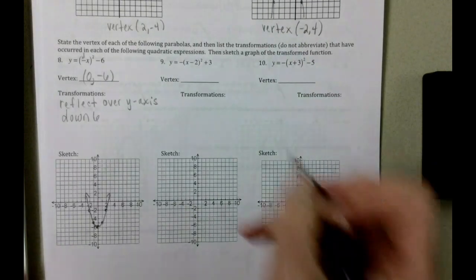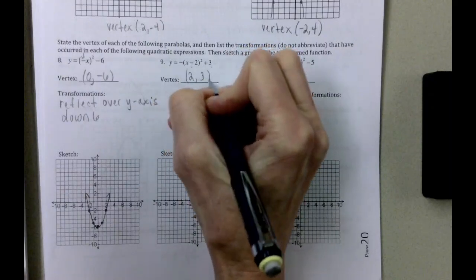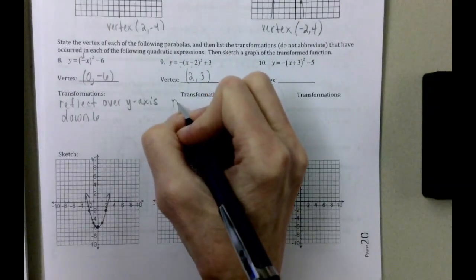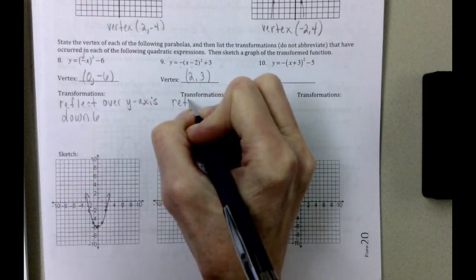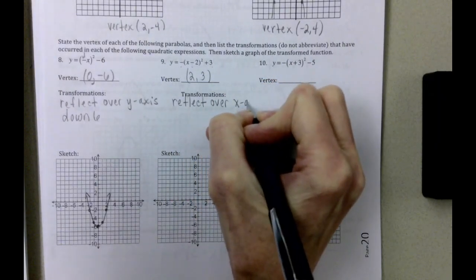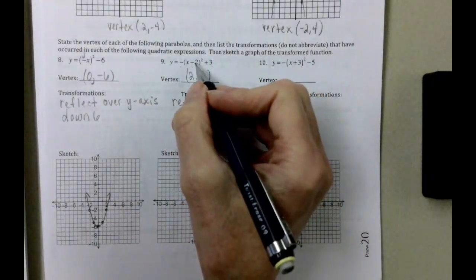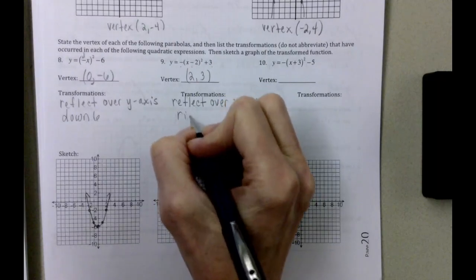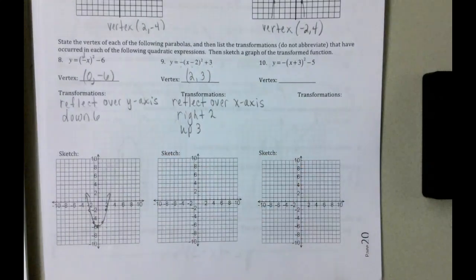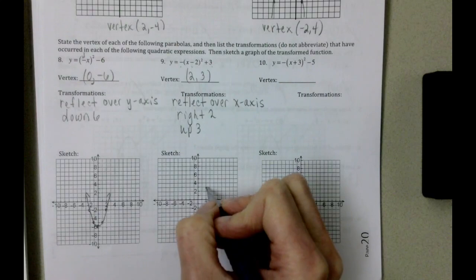Number 9, our vertex. Change the sign, keep the sign. Transformations. This negative out in front, otherwise known as outside of the function, we reflect over the x-axis. We're going to go right 2, and we're going to go up 3. Start with our vertex here, right 2 and up 3.